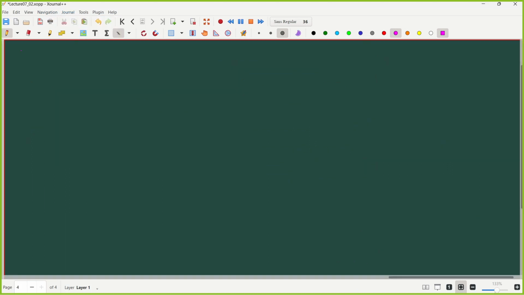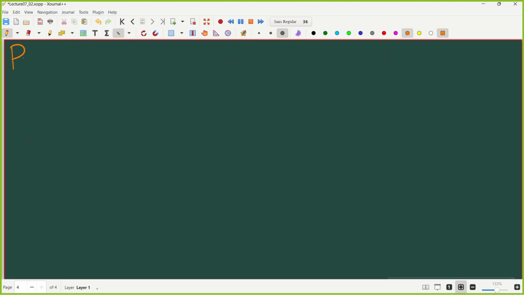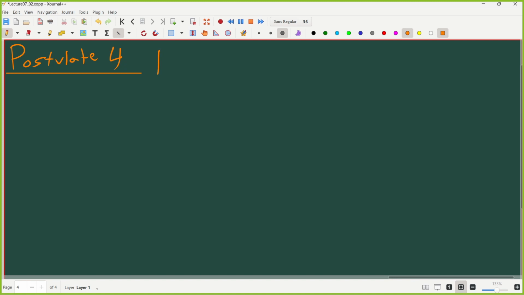All right, so this starts the next postulate. Postulate 4. Average observables.